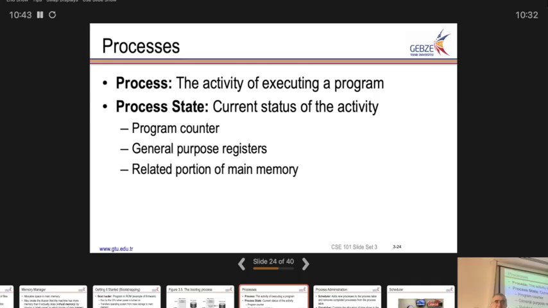And process state means the current status of the process. It could be waiting, it could be running, it could be idle, etc. Relevant terms are program counter, registers, and memory. So you are very familiar with these terms because you know what a CPU is, and you know what an assembly language is, you know what an assembly program is, and you know how a computer works at this time. Right? So these are all familiar terms to you.